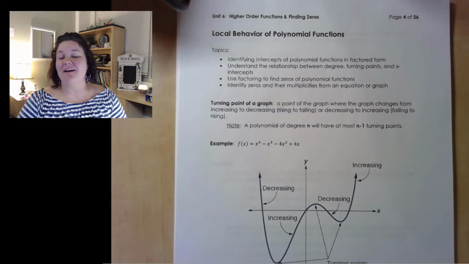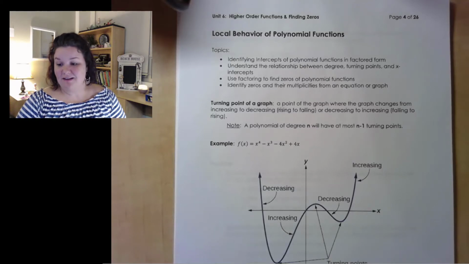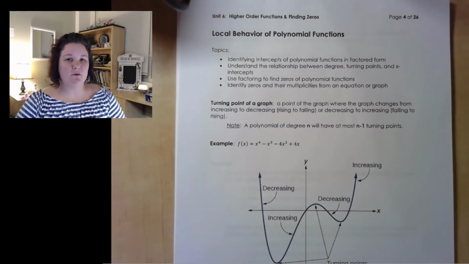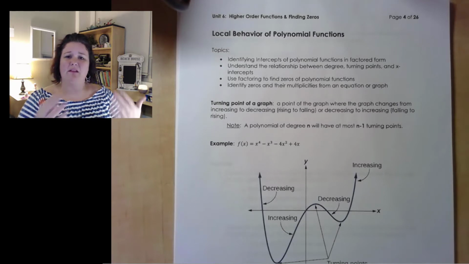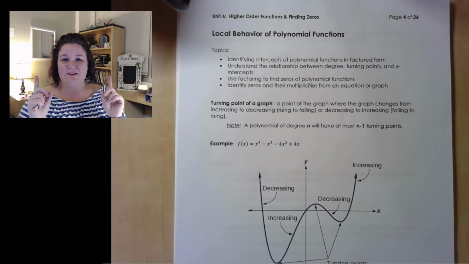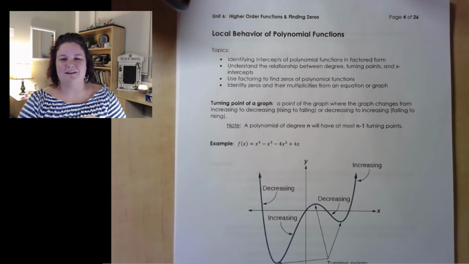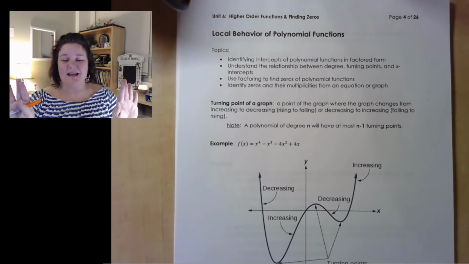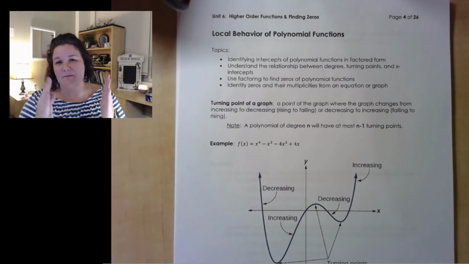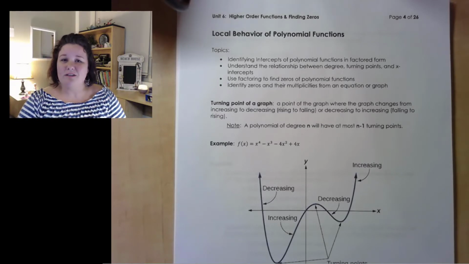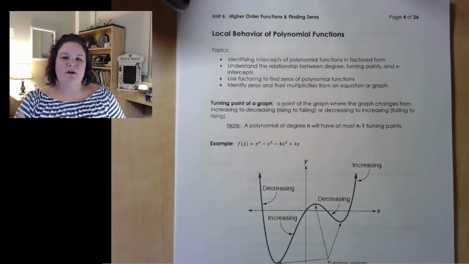All right, so we're going to move on into the second section of Unit 6, which is all about local behavior of polynomials. In the last section we talked about the end behavior, what's happening at the ends, together, opposite, up, down, that kind of stuff. So that was only the ends. Now we want to focus on what's going on in the middle, which is all around our intercepts on our x-axis, okay?